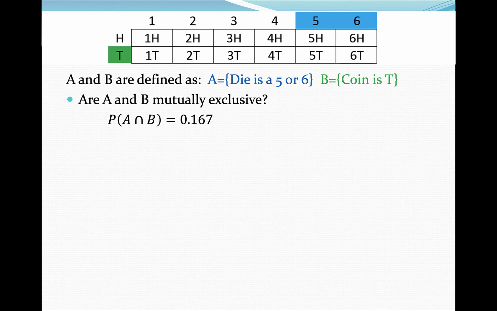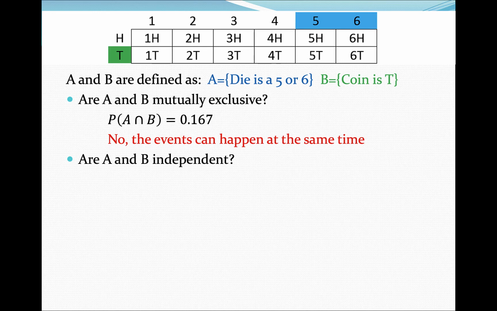If this probability is 0, that would mean they cannot happen at the same time. That would mean they were mutually exclusive. However, as we already mentioned, in this case this probability is not 0. So the answer to this question is no, these events can happen at the same time, and the probability of them happening at the same time is actually 0.167. So in order to determine whether or not you have mutually exclusive events, all you have to do is look at the probability of that intersection.